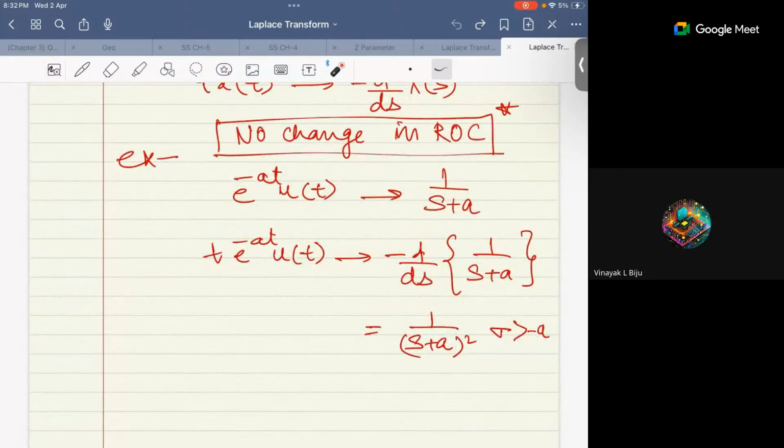Clear? Again, for example, for e to the power minus at ut, you already have the Laplace transform 1 upon s plus a, sigma greater than minus a. This is a right-handed signal, so the ROC will be to the right of your pole. Similarly, if you're asked to calculate the Laplace transform of t times e to the power minus at ut, what will you do? You know the property. If you're multiplying by t, then you just have to differentiate this 1 upon s plus a with respect to s and then put the negative sign. You'll get the result, and the ROC will be the same, sigma greater than minus a.